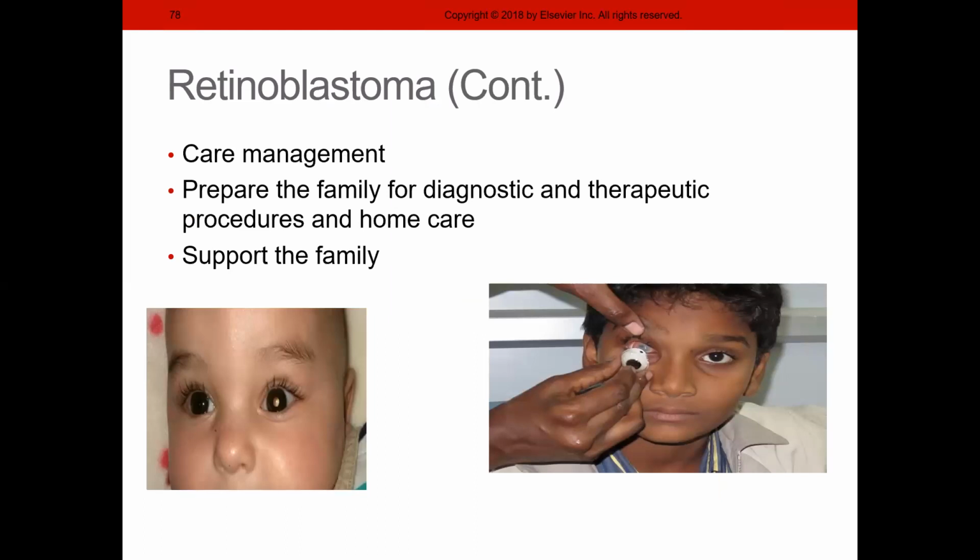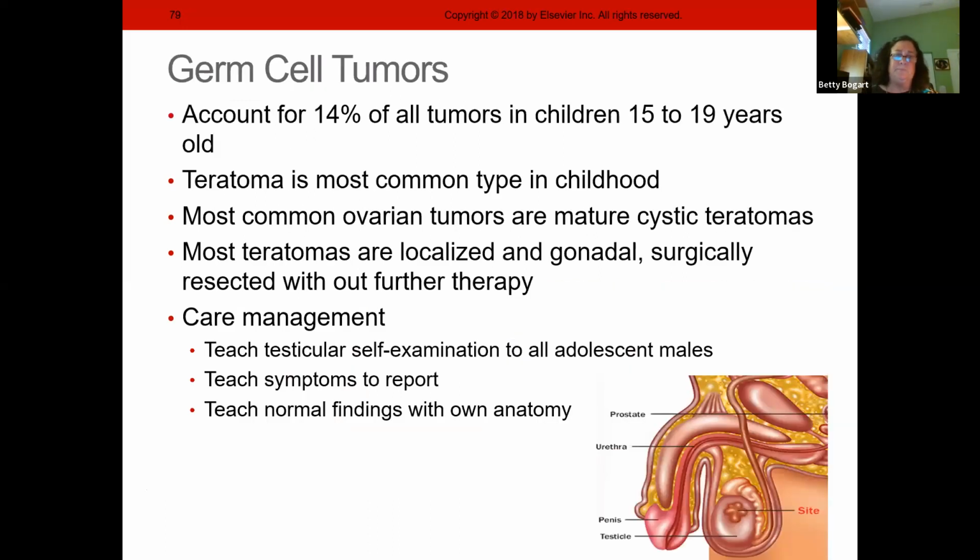Post-operatively, these children, like this little boy down here, can get a fake eye put in. So they never really know about it. But again, that is in the future. It is so that the child doesn't look different or have a patch on their eye and be teased for life. Germ cell tumors, you think of testicular cancers.